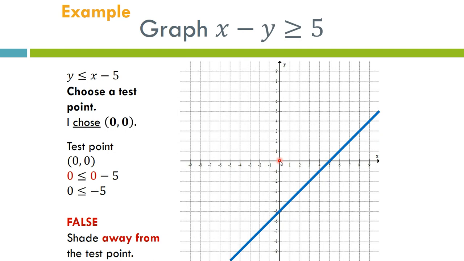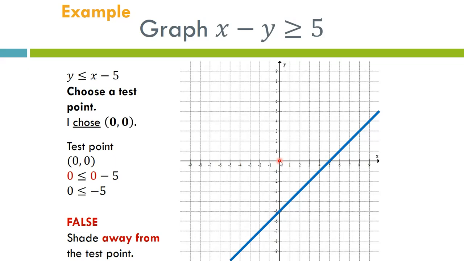It's my favorite. So it would be here on my graph where my 2 axes meet. And I'm going to plug my test point into my inequality. When I do that, I end up with 0 is less than or equal to -5. And as I can see, that is false. 0 is not less than -5. So since my test point would be above my line, that makes it false.